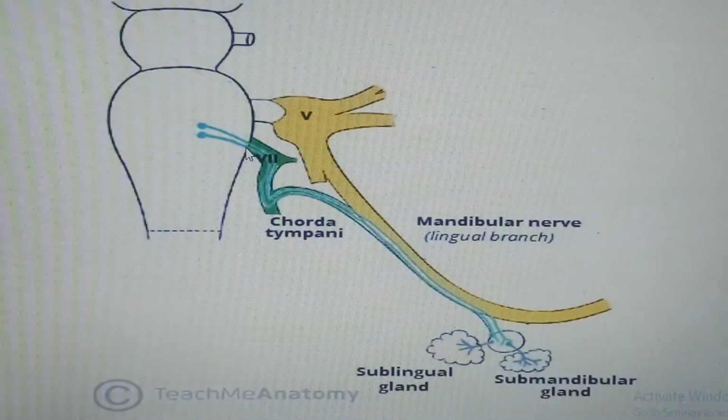So please get to know that the fibers coming from the superior salivatory nucleus give off presynaptic fibers. They run through the chorda tympani, which is a branch of the facial nerve. It will join with the lingual branch from the mandibular nerve, a branch of the trigeminal nerve, cranial nerve 5, third division. Then the presynaptic fibers will synapse in the submandibular ganglion.